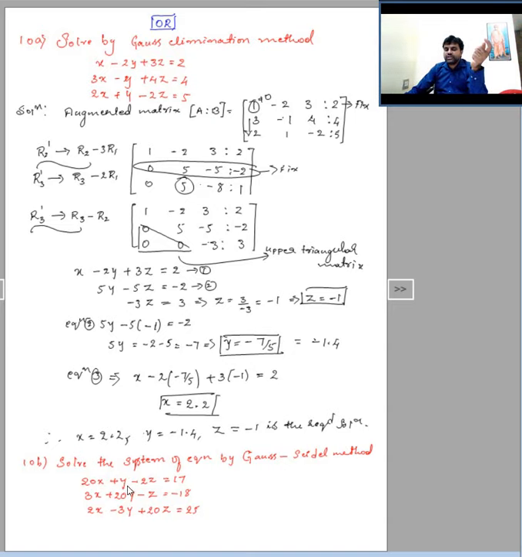20 is greater than 1 plus 2. Yes, definitely. It is minus 2, but though it is minus 2, you should consider the positive value. 20 is greater than 3. 20 is greater than 4 here. 20 is greater than 5. Therefore, I can say that the given system of equations is diagonally dominant, and we rewrite this equation in the form of x, y, z.